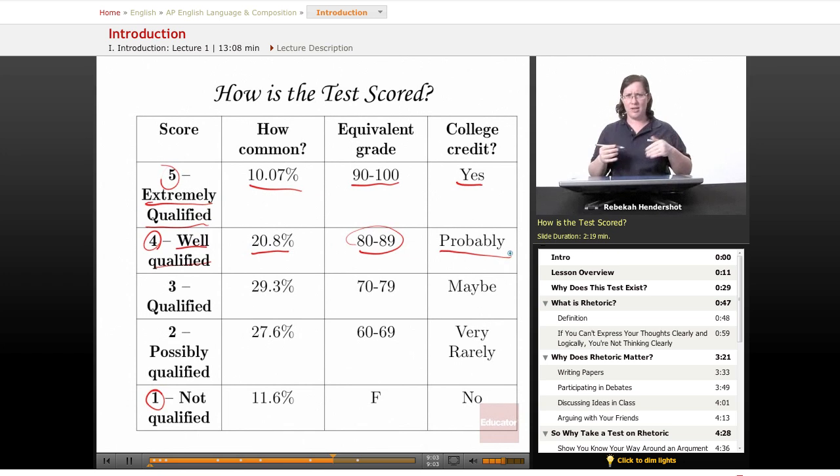That's not very common. Usually, if you get a 4 or a 5, you're good, and if you get a 5, people are really impressed. Then we come to 3, which is considered qualified, adequate. You're okay, you survived. About a third of students who take the test get this score. It's equivalent to a 70 to 79%, so now we're in the C territory.